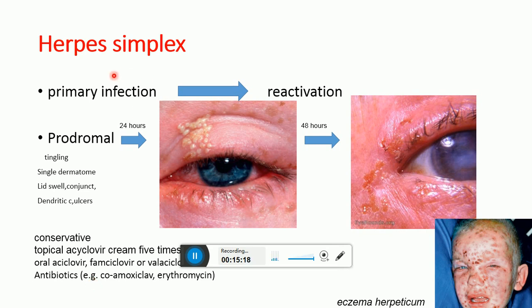Another one is herpes simplex. Herpes simplex skin rash results from either primary infection or reactivation of herpes simplex virus, which was previously dormant in the trigeminal ganglion. There is initially a prodrome of facial and lid tingling, which lasts about 24 hours, followed by development of eyelid and periocular skin vesicles, as you can see in this picture.